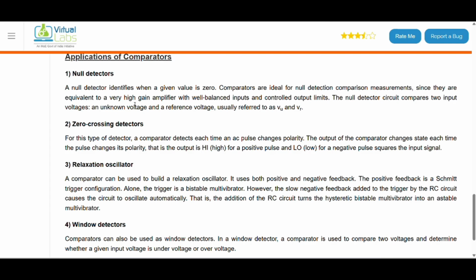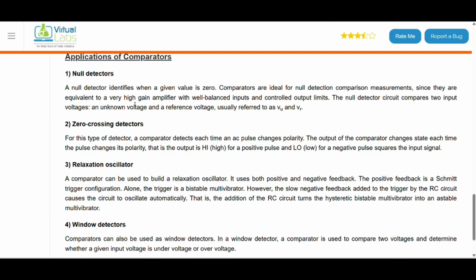The second, zero crossing detectors. For this type of detector, a comparator detects each time an AC pulse changes polarity. The output of the comparator changes state each time the pulse changes its polarity. That is, the output is high for a positive pulse and low for a negative pulse, which squares the input signal.